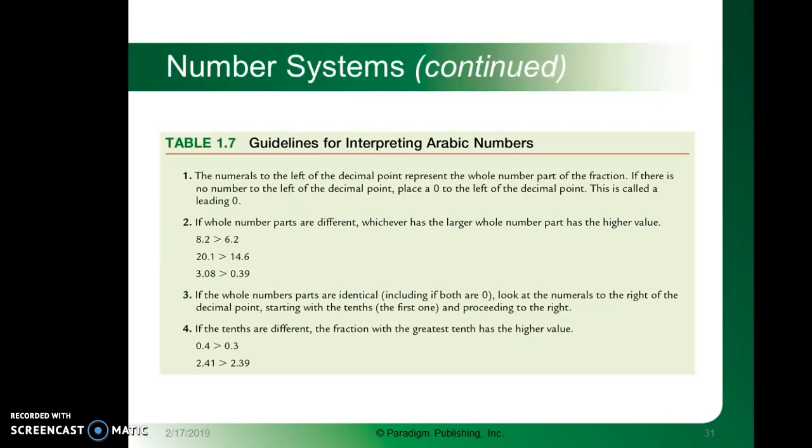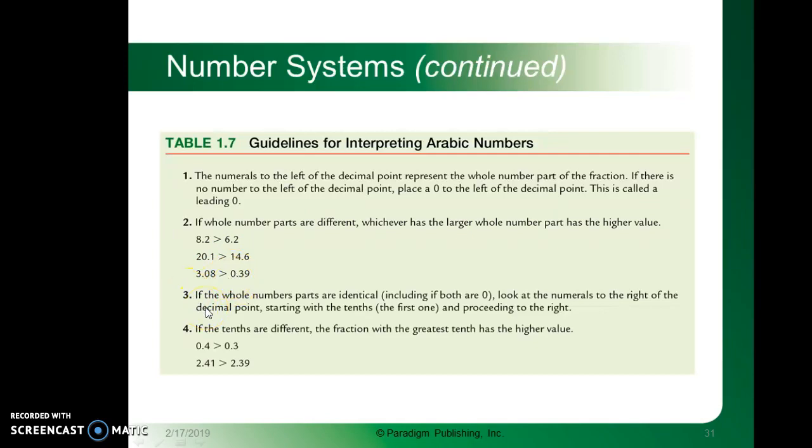If there are no numbers to the left of the decimal point, place a 0 to the left of the decimal point. Again, this is called a leading zero, and we want that in pharmacy so we don't get any confusion. If the whole number parts are different, whichever has the largest whole number part has the higher value. So 8 is greater than 6, so 8 is greater. 20 is greater than 14, and 3 is greater than 0.